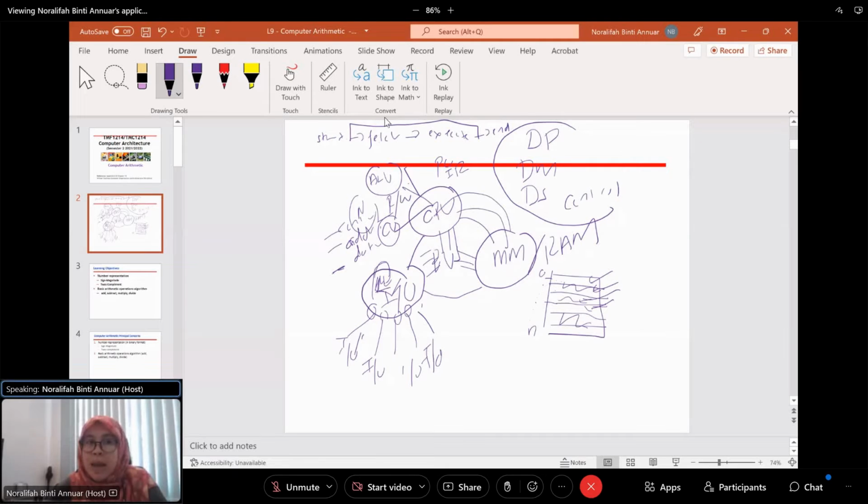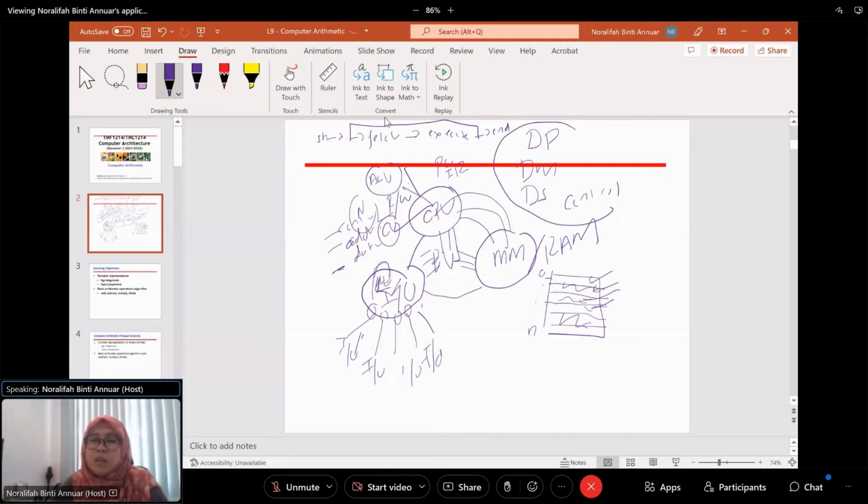So what is our aim in learning, in discussing this lecture? For you to get an understanding of how your computer performs mathematic operations, arithmetic operations. How it performs the arithmetic operation is what we want to learn, for us to understand how our computer works. Because they only deal with binary, right, 1 and 0.